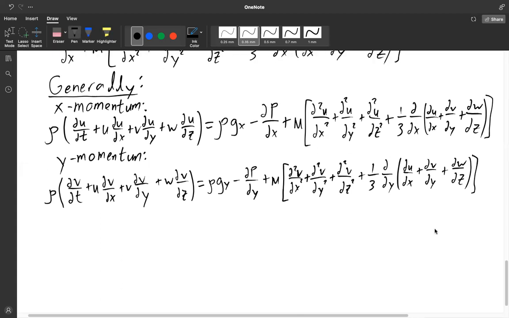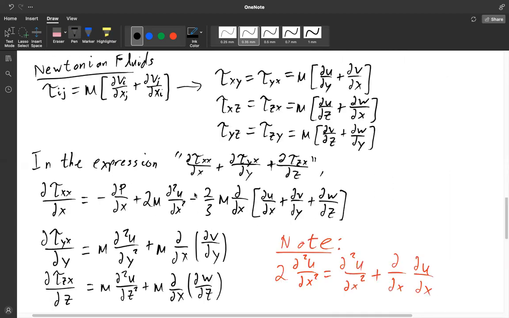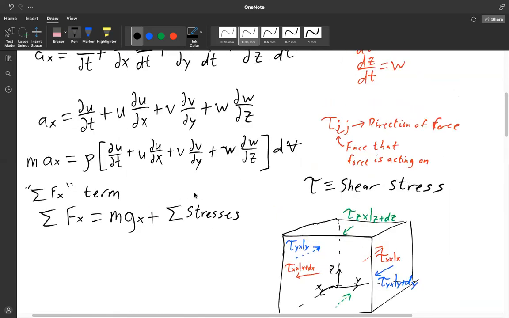And lastly, for the z direction, rho times (partial w partial t plus u partial w partial x plus v partial w partial y plus w partial w partial z). And let me go check one thing up here.